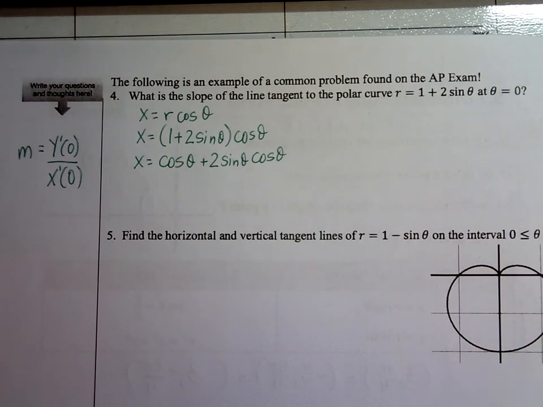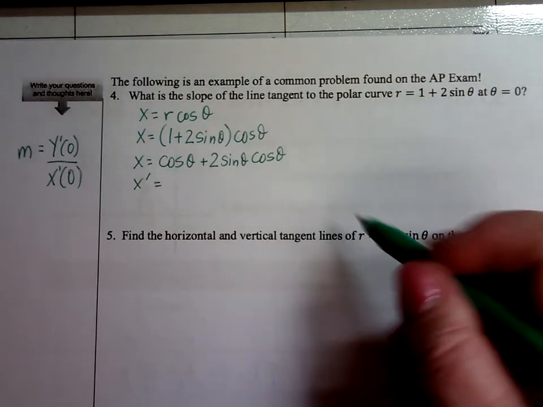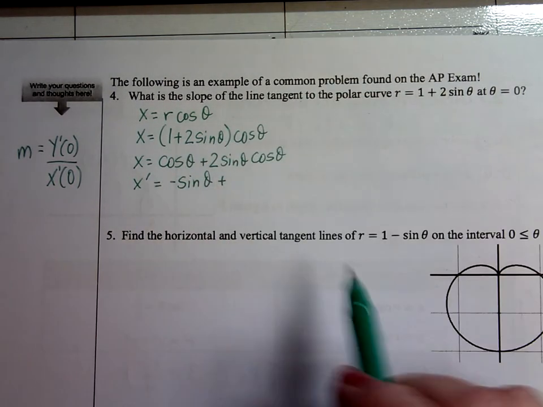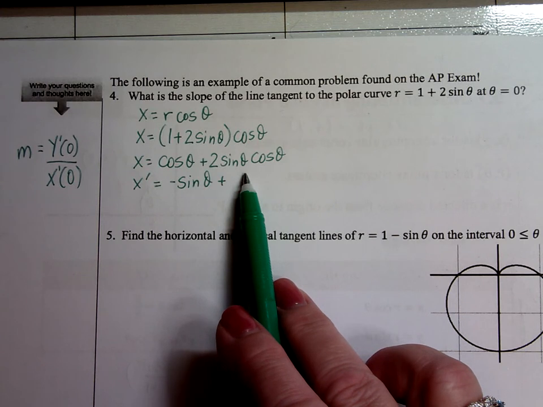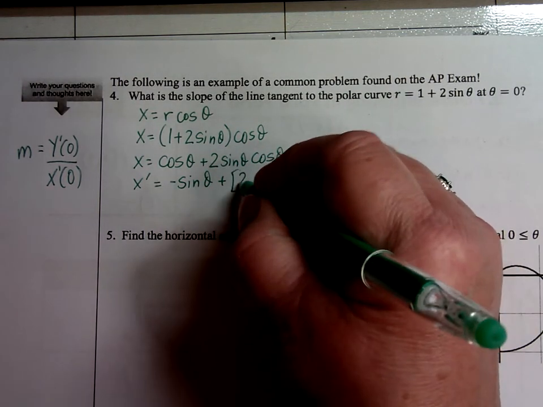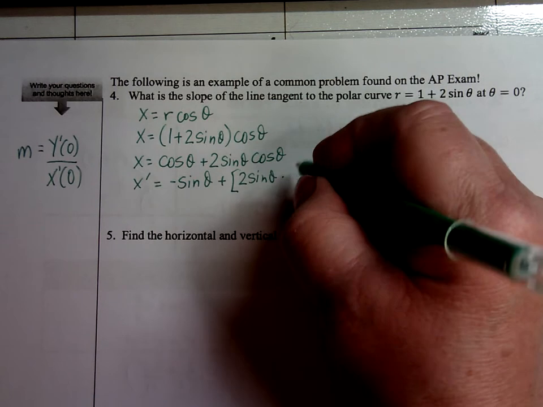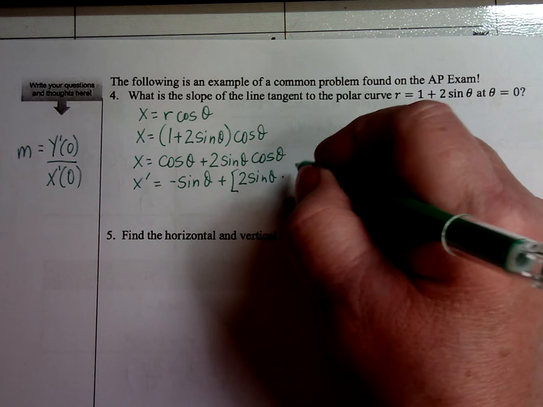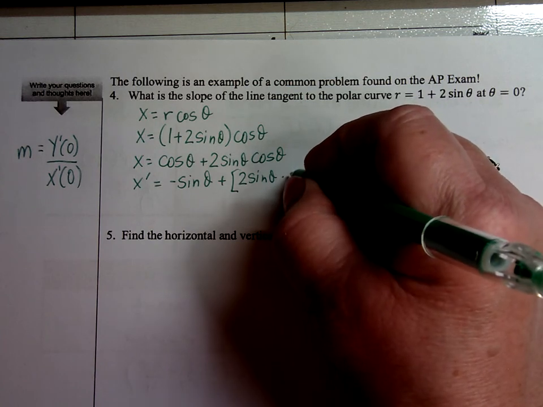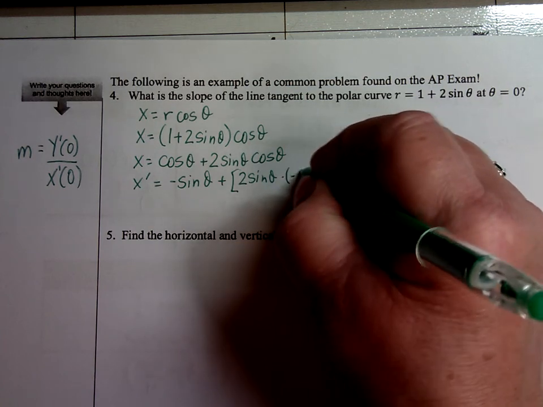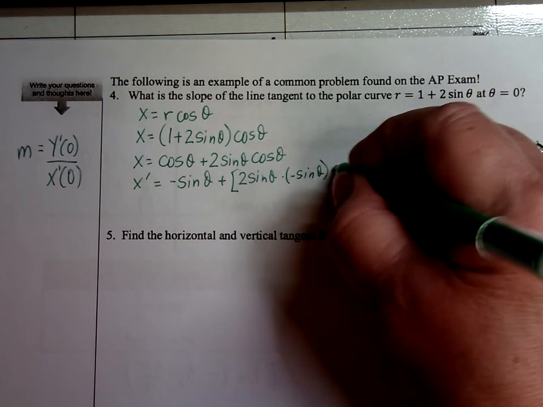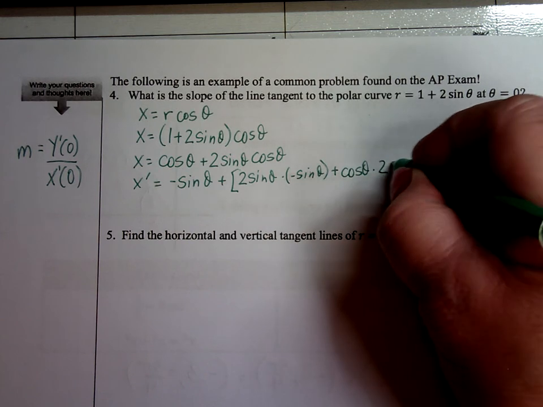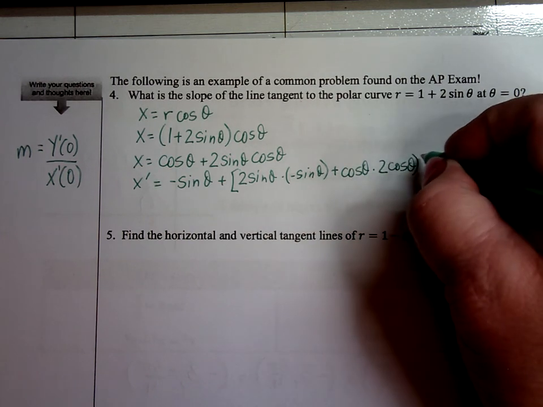And then I have to take the derivative. Well, x prime. Derivative of cosine is negative sine plus, no, you say, I've got to product rule this thing. So, all right, we can do that. The first times the derivative of the second. Derivative of cosine is, I'm sorry, negative sine, right? And then plus the second, cosine, times the derivative of the first, that would be 2 cosine. I guess I could bracket that off.